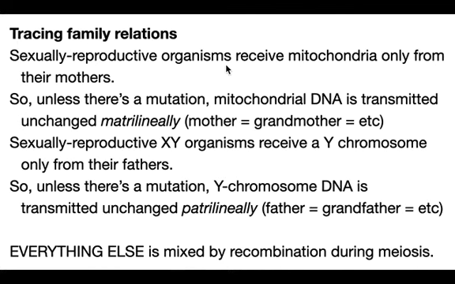Then we note that sexually reproductive XY organisms, like humans, have an X chromosome and a Y chromosome. There are other kinds of sexually reproductive chromosome sets, but for XY organisms, we only receive a Y chromosome from the father. So unless, again, there's a germline mutation, Y chromosomal DNA is transmitted unchanged patrilineally. That is to say, every male has a Y chromosome that should be identical to the father, the grandfather, the great-grandfather, and so on back. Everything else gets mixed by recombination during meiosis.